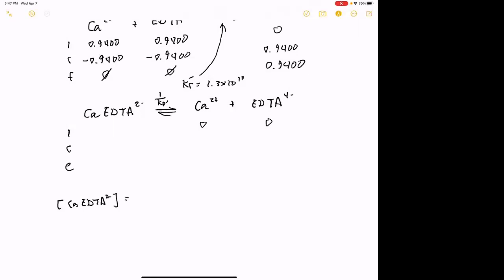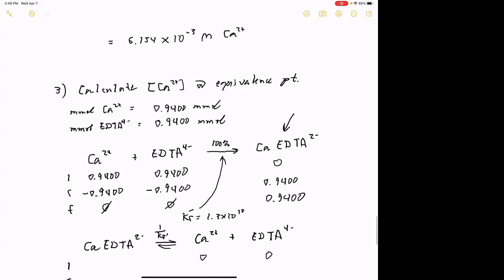But I do have an initial concentration of the calcium EDTA. So that's going to be the millimoles, which we said was 0.9400, divided by, what do we have to divide it by? We need the total volume, don't we? So what volumes did we have? Adding them up, it was 25.00 milliliters of the calcium, and then 18.80 milliliters of the EDTA. Is that right? That was 14.00. Thank you.